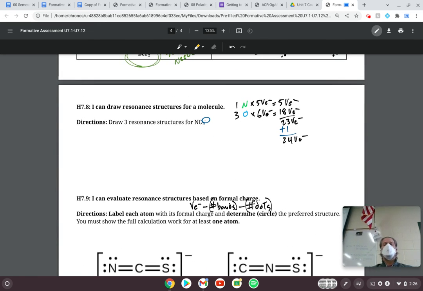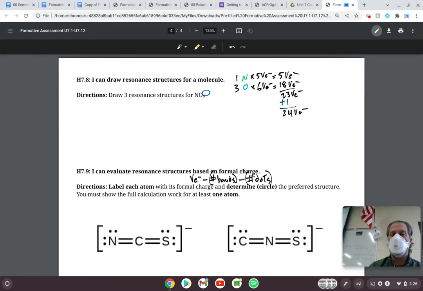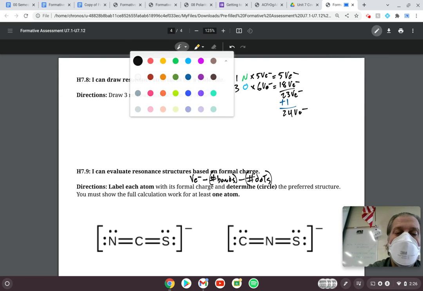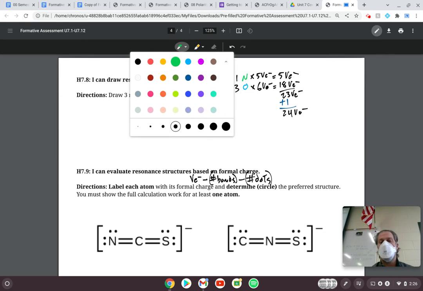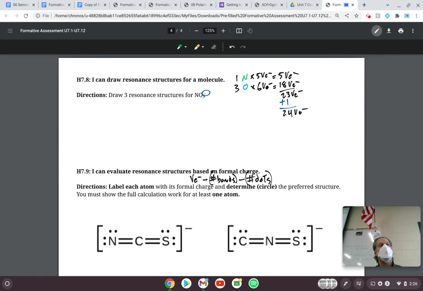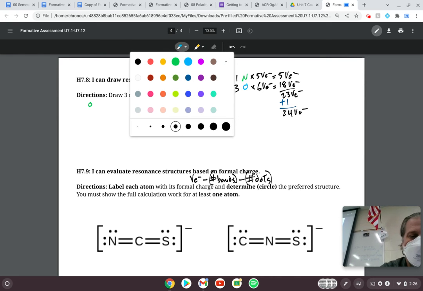The next one is about drawing resonance structures for molecules. In this case, we have NO3 minus 1. We have nitrogen, which has 5 valence electrons, and oxygen, which has 6 valence electrons times the 3 of them. So that means we have 18 valence electrons plus the 5, which is 23. The charge on this polyatomic ion is a minus 1, so we're going to add an electron, so it's 24 valence electrons. When I go to first draw this structure, I'm going to draw it looking like this.